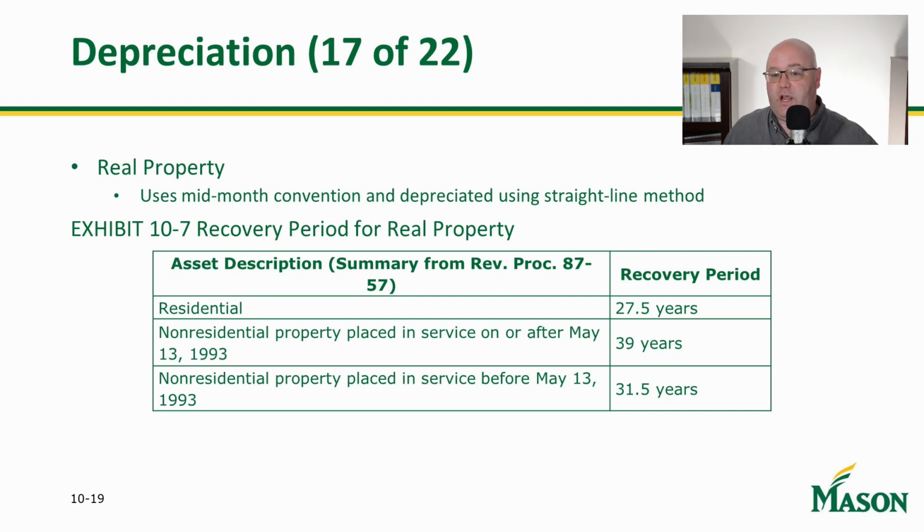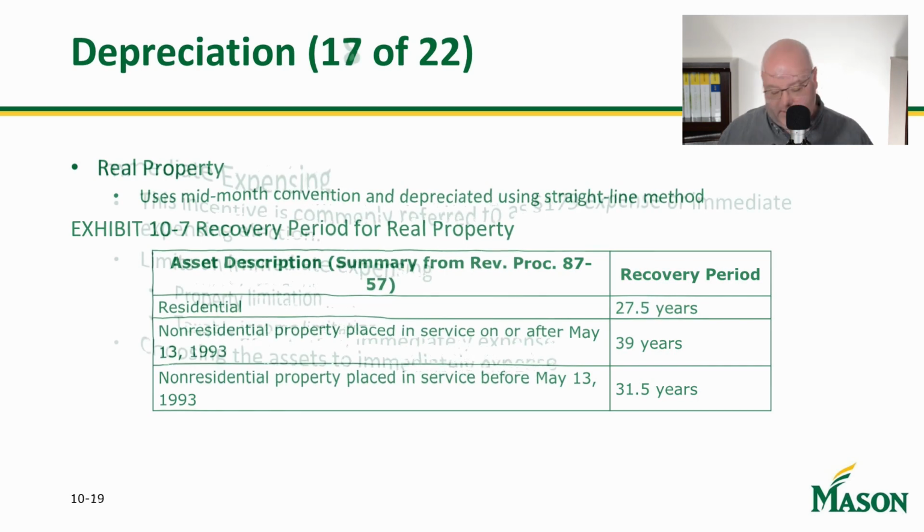Now, there are depreciation tables for this. They're a little different because obviously they're not going to list out all 39 years. That would just be a waste of paper, but they'll tell you year 1, this, year 2 through 38, this, and then year 39 is this.